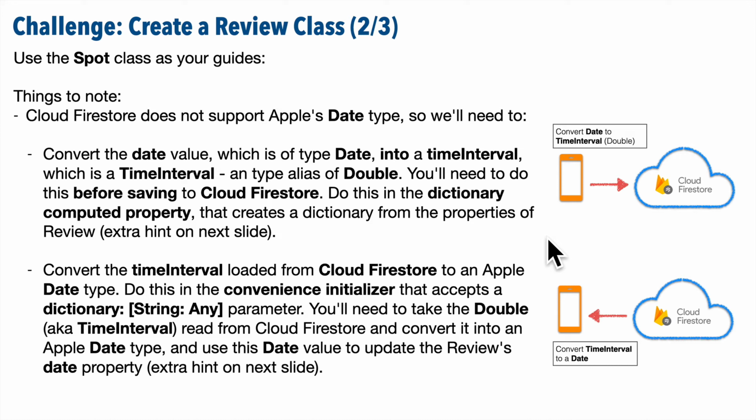Now, when we eventually load data in from Cloud Firestore, it's going to give us back the dictionary, and we need to convert that into a review. And that's where we need to take the time interval that we get from the Cloud Firestore dictionary and convert that into a date. Now we'll do that inside of the convenience initializer that accepts the dictionary. That's the collection of string any key value pairs. So you're going to take the double, aka the time interval type alias, that we read from Cloud Firestore, and we're going to convert that into the Apple date type. And that converted date is what's going to go into the review's date property.